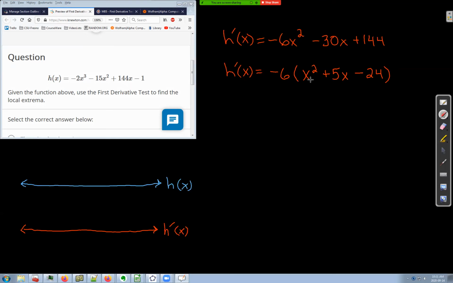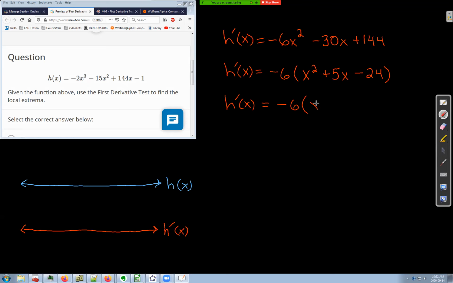Okay, and now I look at this and I say, oh, okay, I think I can factor this. I can factor this quadratic here. So that tells me that h prime of x is equal to negative 6 times, okay, let me see here. We want to add to make 5 and multiply to make negative 24.